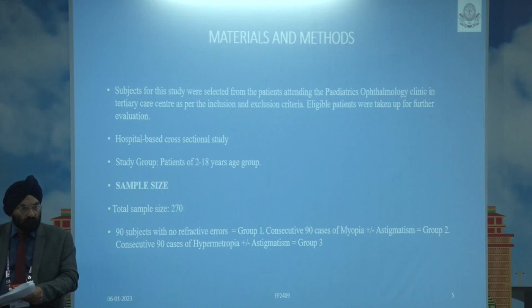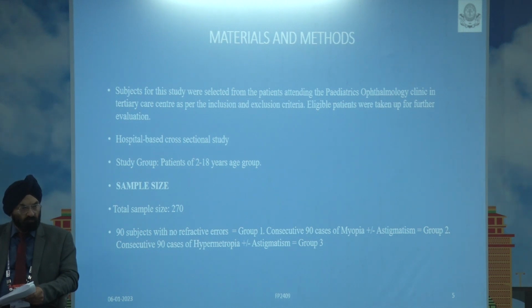Subjects for this study were selected from the patients attending the pediatric ophthalmology clinic in a tertiary eye care center, as per the inclusion and exclusion criteria. It is a hospital-based cross-sectional study, which included patients of 2 to 18 years of age. Total sample size was 270, which was further divided into 3 groups.